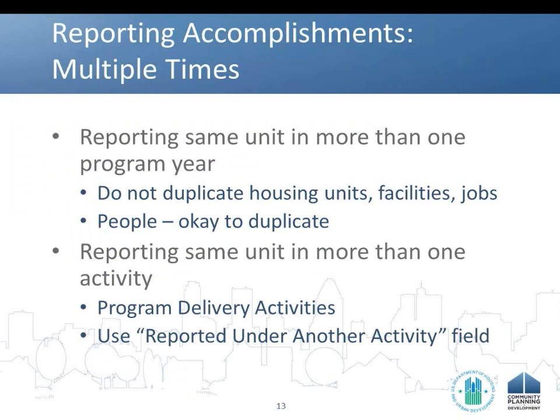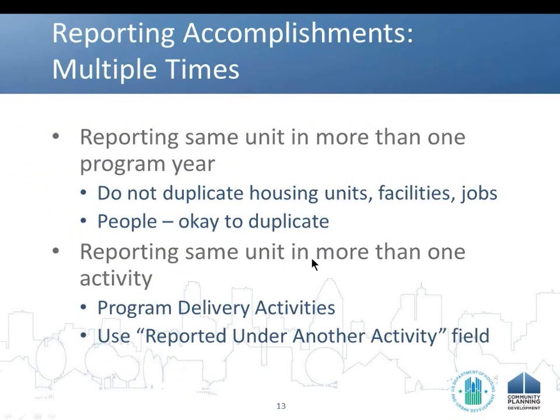So it's not such a crime to duplicate people. What HUD is very, very interested in and thinks you can control is being able to report unduplicated counts for housing units, public facilities, and jobs, and businesses assisted. So in those cases, you should be able to very clearly say yes and just report each one of those factors once.